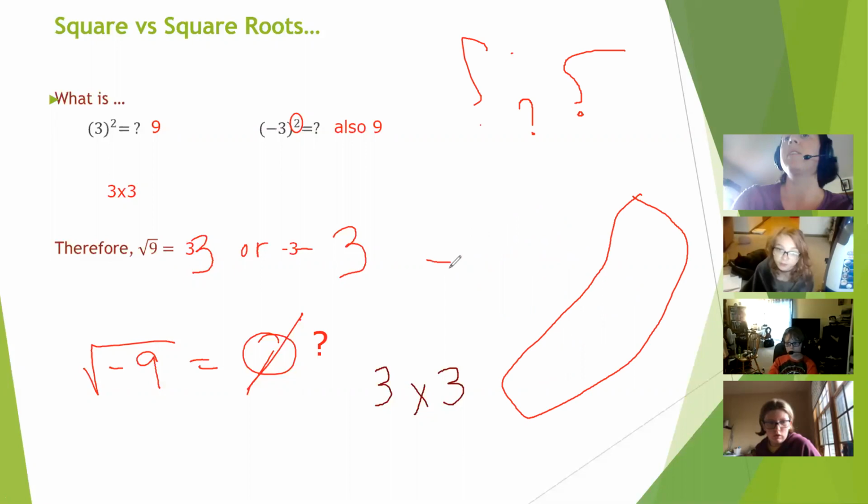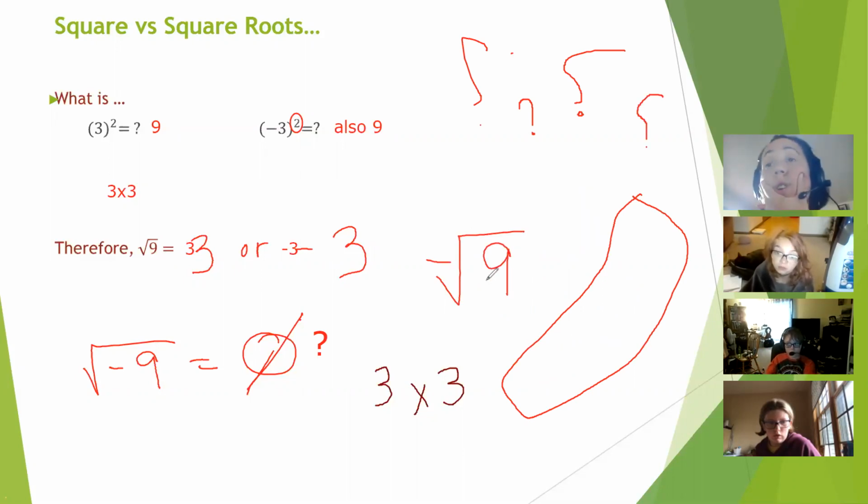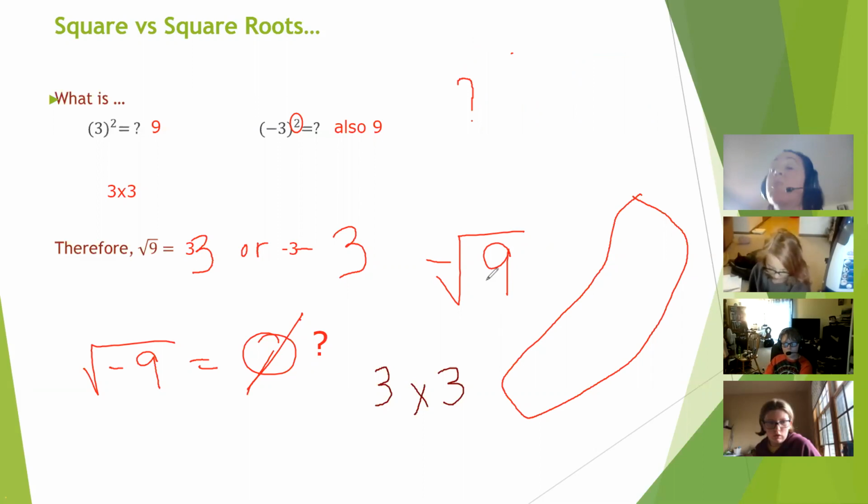But what about this? What is that saying? It's kind of weird. I'm throwing too much crazy at you. I know. Negative square root of 9. Yes, you're right. Very good. That's read as the negative square root of 9. So that one you can do, because that's saying first take the square root of 9, then make it a negative. It's crazy. I know. Too much.